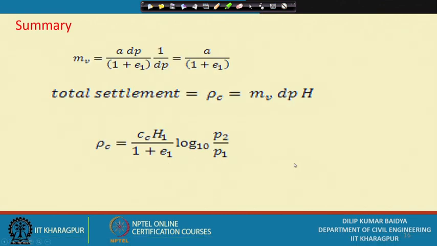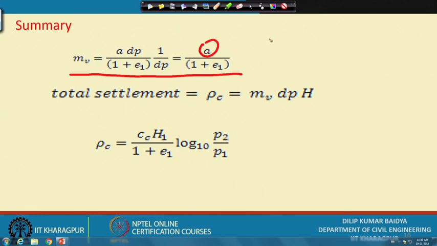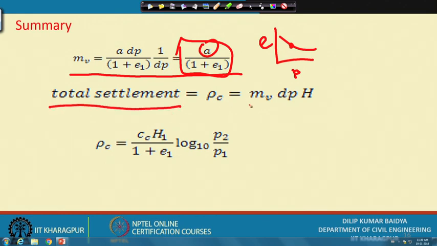And then the compressibility chapter, we have also done many things. We have mentioned volume compressibility, which can be expressed as a by 1 plus e, where a is the slope of the e–p curve, e versus p. If I get the slope at any point, that is a, and then by using this equation we can find the coefficient of volume compressibility, and total settlement can be obtained by mv dp.